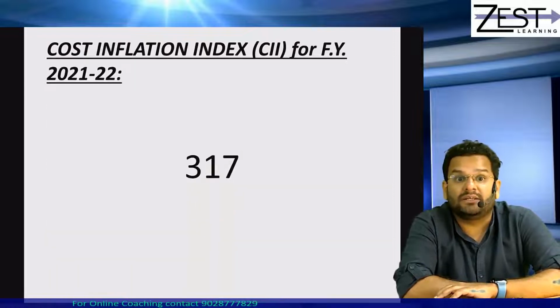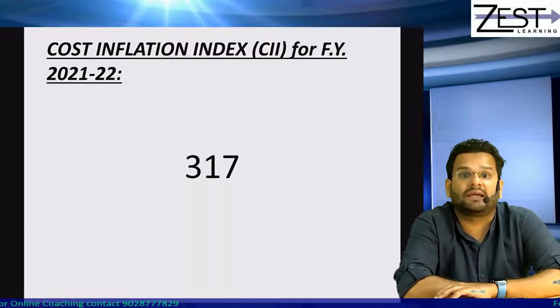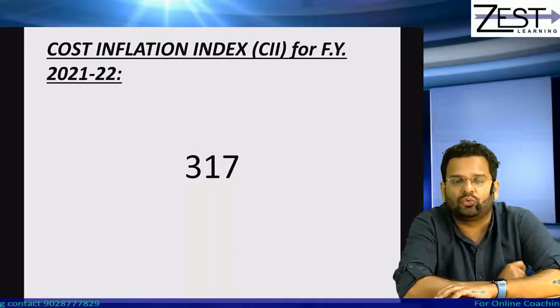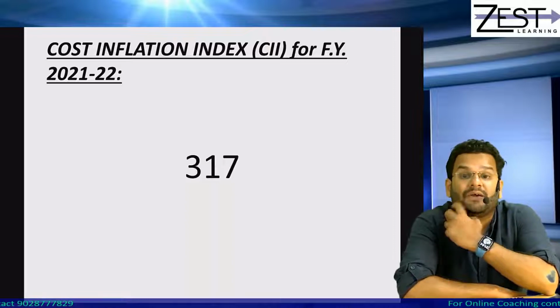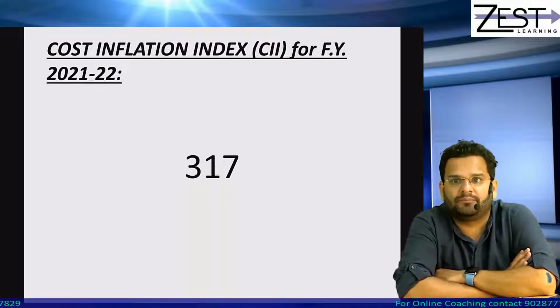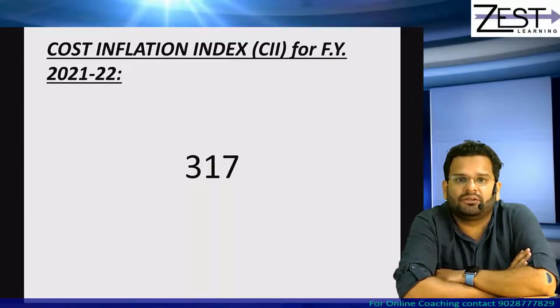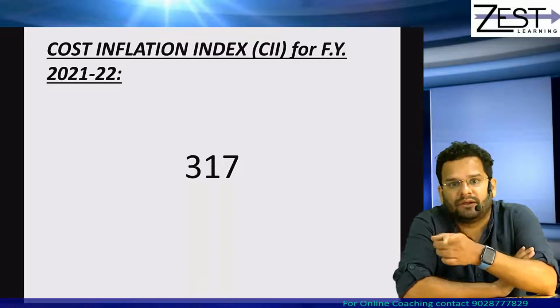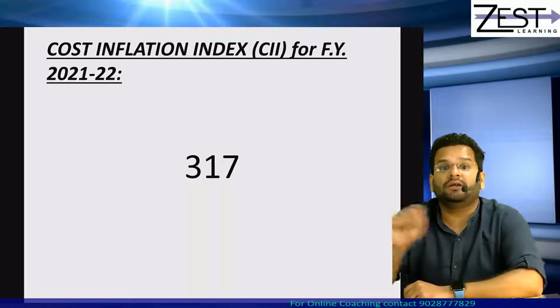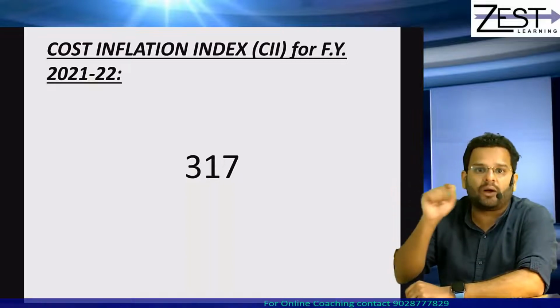Then cost inflation index, that is CII, for FY 21-22. This is in capital gains. This CII is now 317 for financial year 21-22. Where you use it: while calculating indexed cost of acquisition or indexed cost of improvement. Indexed cost of acquisition is cost of acquisition into CII for the PY in which asset is transferred upon CII for the PY in which asset is acquired.